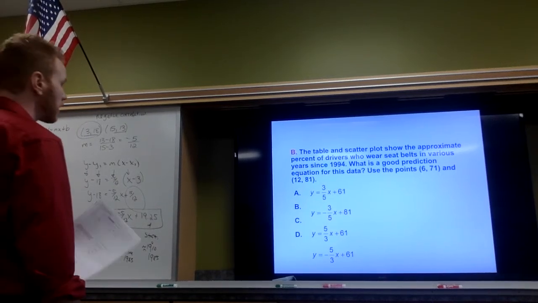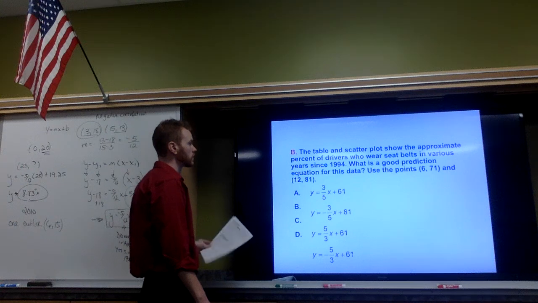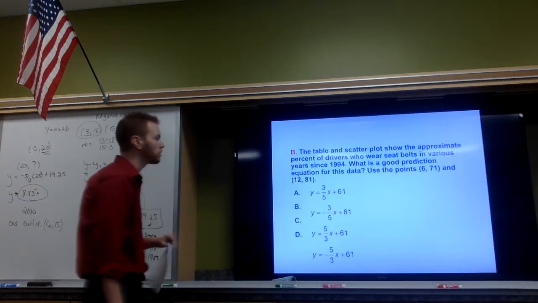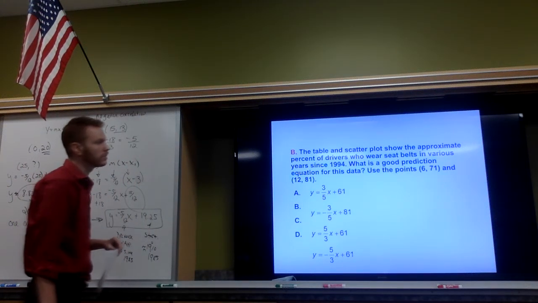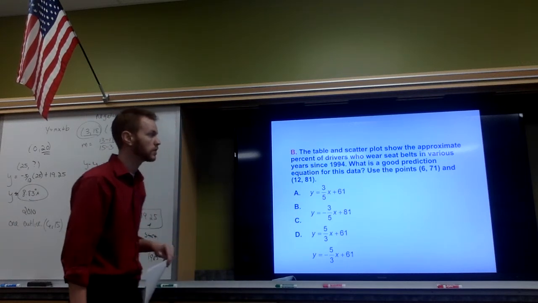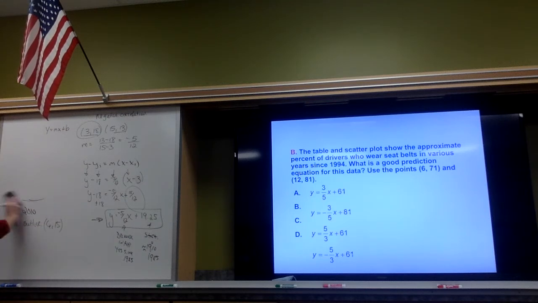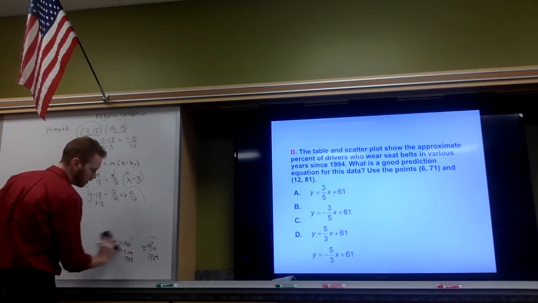So the table and scatter plot shows the approximate percent of drivers who wear seatbelts in various years since 1994. What is a good prediction equation for this data? Use these points to figure it out. Okay, and those are the points in part C that we're looking at. So let's do that and come up with a prediction equation for that data.